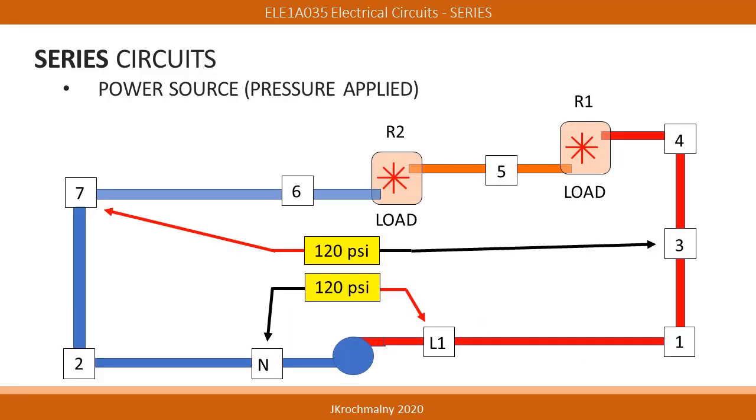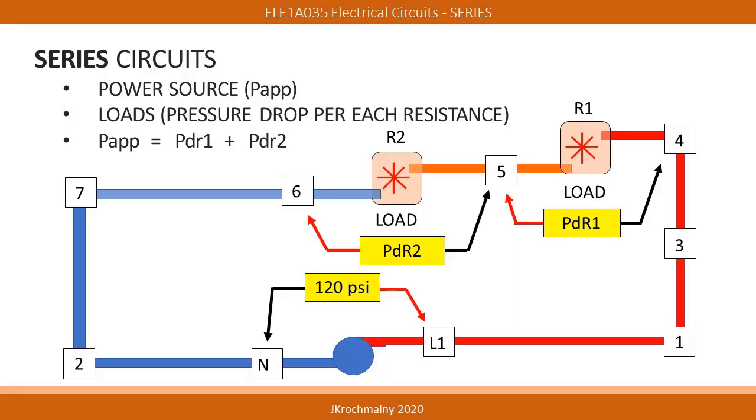In this slide, we see the blue and the red pipes. The blue represents the suction side of the pump, and the red the discharge side. Measuring the pressure difference between L1 and N and terminals 3 and 7, we find a 120 psi pressure differential.